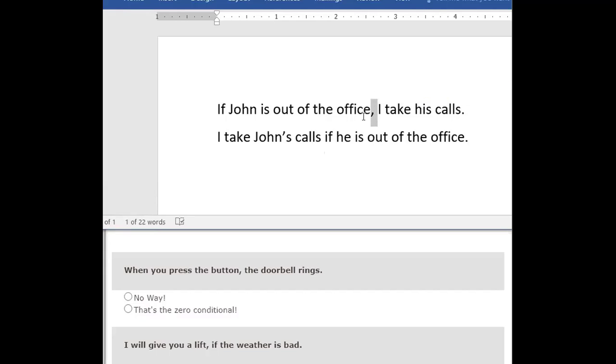So when you swap the clauses like this, you would not use a comma if you put the if clause later. Here you won't use the comma. If I give a comma here, it would be wrong.